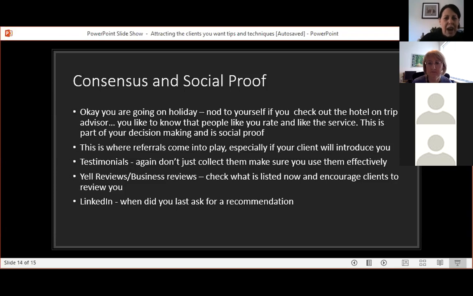So be aware of these things, see what's being said in the greater world that's out there. Even Googling your practice, see what comes up. Make sure that everything that's coming up sends people the right message that is you.